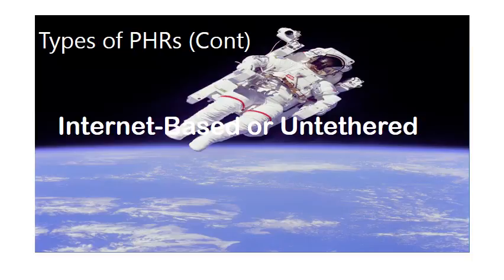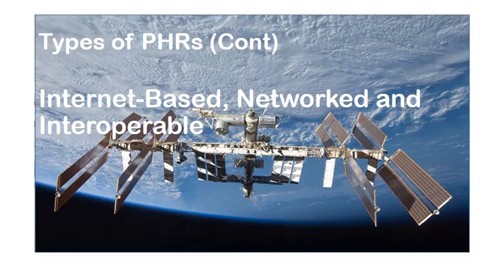Next is the internet-based or untethered. Here, the information is stored on a website owned by the application provider. This is called the untethered and is not connected to any other health information system. So basically, all the information is entered and controlled by the individual. Many employers provide web-based PHRs to employees and often include educational materials, self-help tools, and other similar items.